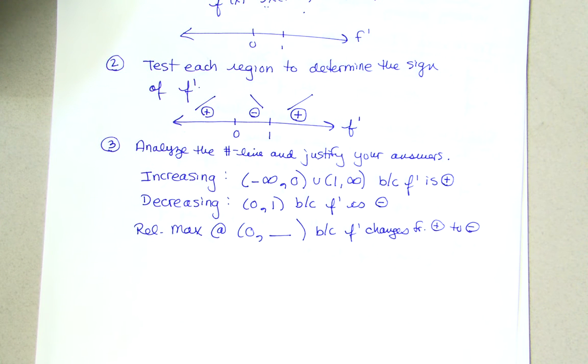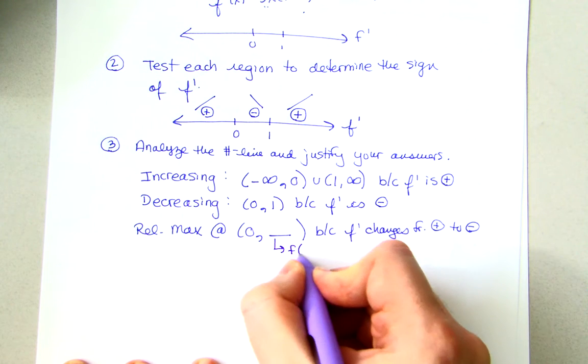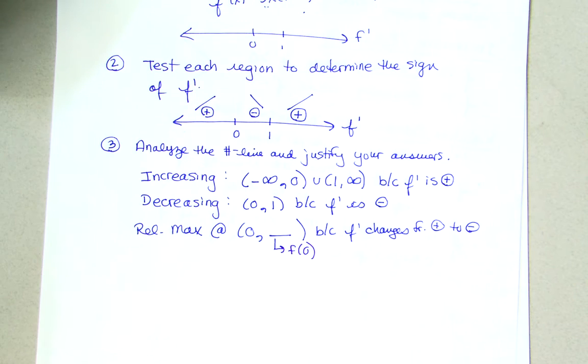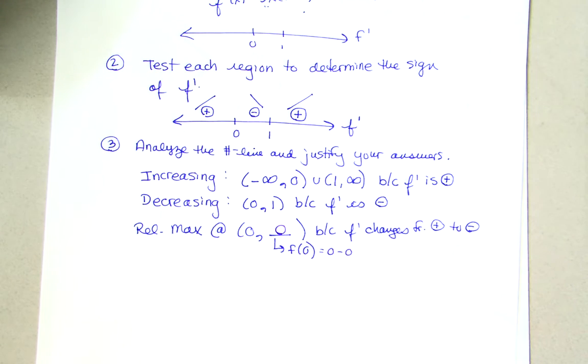However, I want coordinates. I need to find the y-coordinates. How am I going to do that? The original always tells you y-coordinates. No matter what we're doing, we're going to get y's from the original. So 0, comma, whatever f of 0 is. f of x was x cubed minus 3 halves x squared. That is 0 minus 0. Relative max will be at 0, comma 0. Do you get what I've done there?